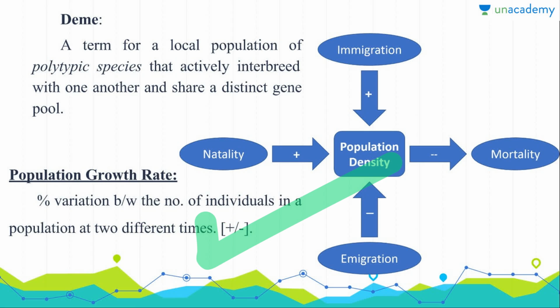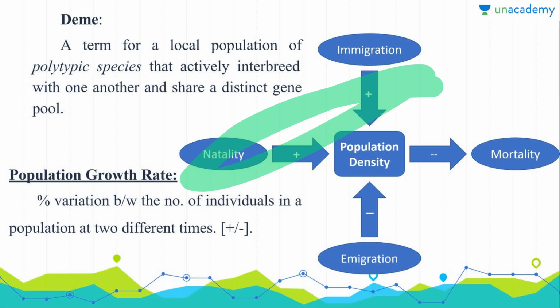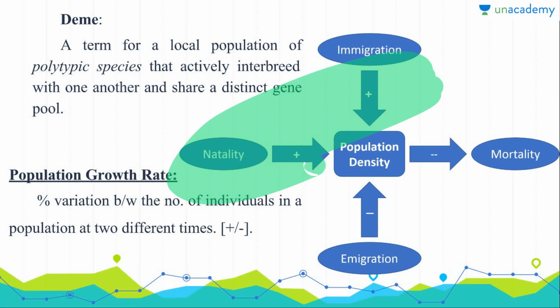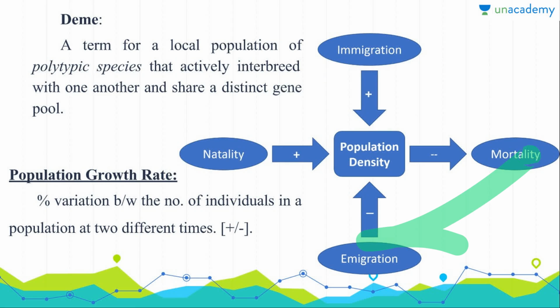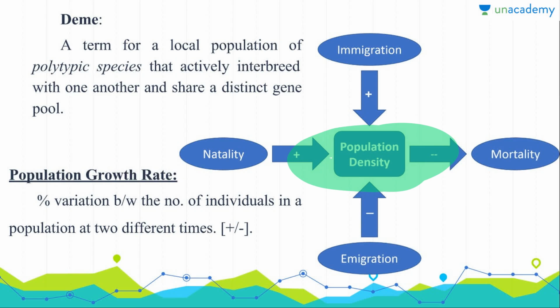The factors that influence the population growth rate are natality, immigration, emigration and mortality. Natality and immigration contribute positively, and emigration and mortality contribute negatively to the population growth rate. Now what is population density? Population density is the number of individuals per unit area.